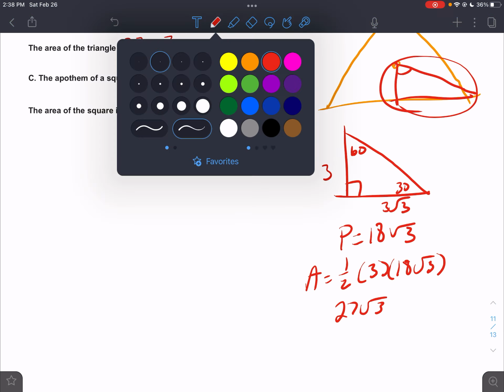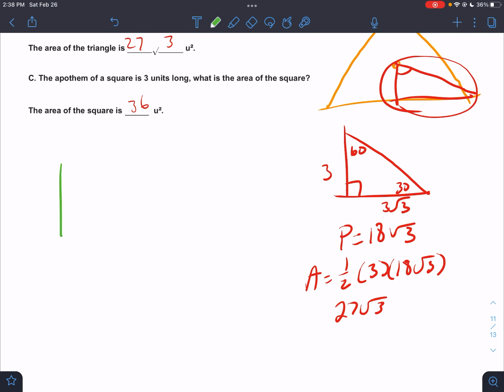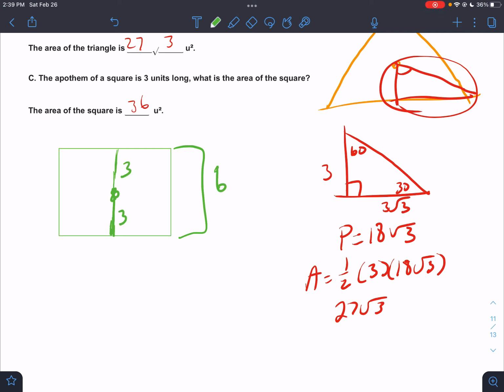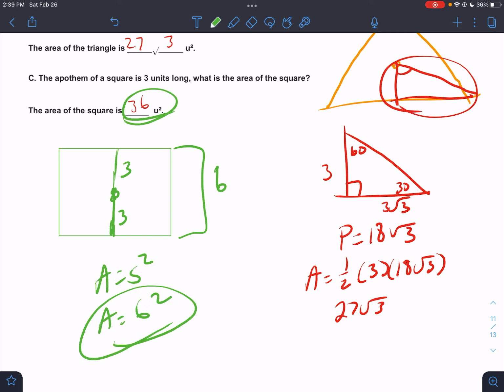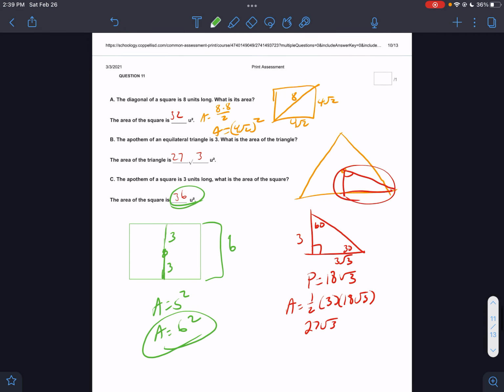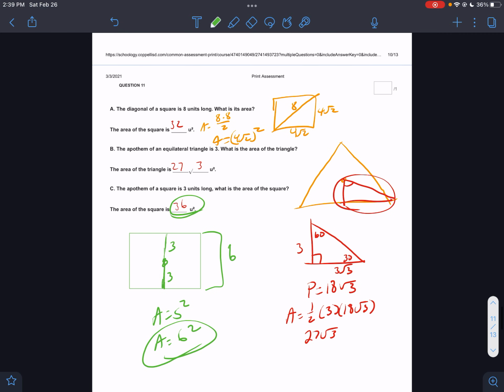And then the apothem of a square. I didn't do any of that in class, but you can figure this one out. What do you think happens on the apothem of a square? If you said it's half the side, you are correct. So the apothem of the square is 3. That goes both directions, making the entire height of the square 6. So the area of a square is side squared, so that would be 6 squared, 36. Good questions. I like them.